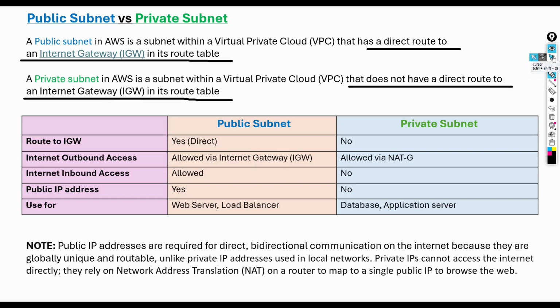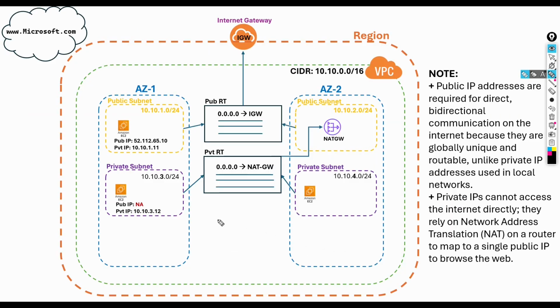Let me show you quickly with the help of a diagram. If you see in this diagram, the outer orange box is nothing but the region. Inside this region, we have a green box, which is a VPC, and we have mentioned the CIDR for this VPC. It's 10.10.0.0/16. We created subnets from this CIDR.